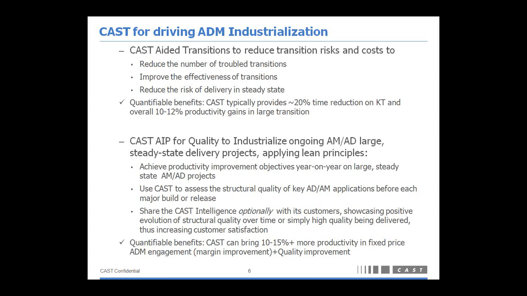The second use case from an ADM perspective where we bring a lot of value, because of what we shared earlier, is in terms of industrializing ongoing large AD and AM steady state delivery projects by applying lean principles. So here CAST actually helps to achieve a lot of productivity improvement objectives year on year on these large projects, and also in terms of assessing the structural quality of key AM and AD applications at every major build or release. So all this helps in ensuring first time right, doing it as early as possible in the life cycle, so that you don't let these violations, which can result in defects, occur later in the life cycle or in production, where it's much more expensive to fix.